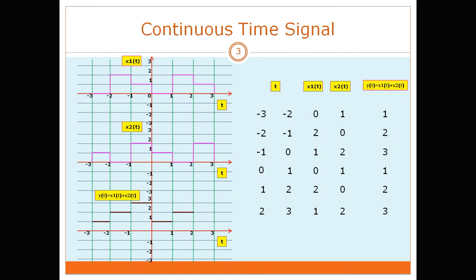So in that case also you should be in a position to draw the waveform or signal, you should be in a position to draw both of them, add them in a table like this, and draw the final graph like this. I mean the final wave or final signal like this. So this is the example for continuous time signal for the operation of addition. So let's move on to the discrete time signal.